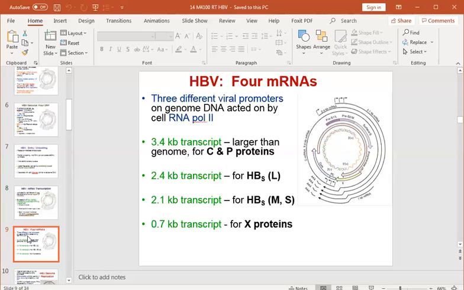So the 3.4 kilobase transcript is larger than the genome and is needed for C and P proteins, whereas the 2.4 kilobase transcript codes for hepatitis B surface glycoprotein L. The 2.1 kilobase transcript codes for the other 2 viral surface glycoproteins, M and S, and the smallest transcript, the 0.7 kilobase transcript, codes for X proteins.